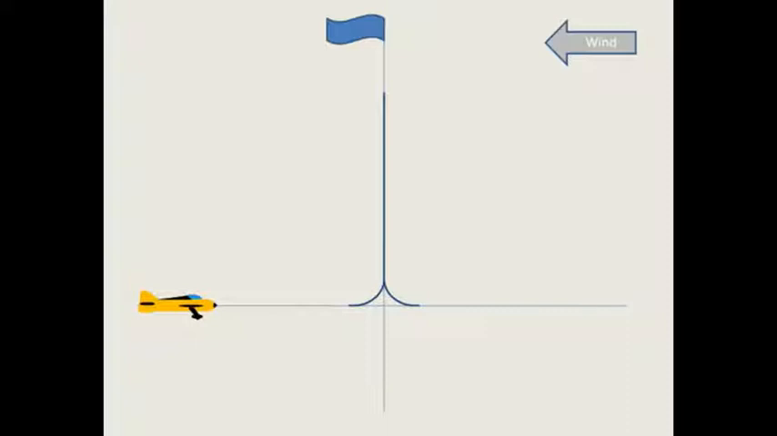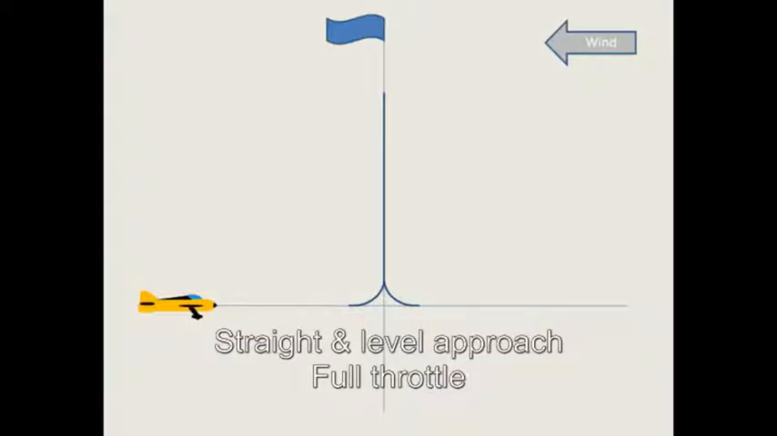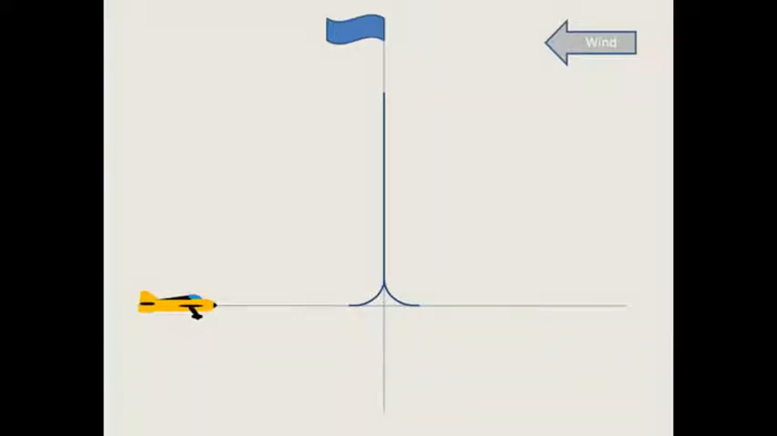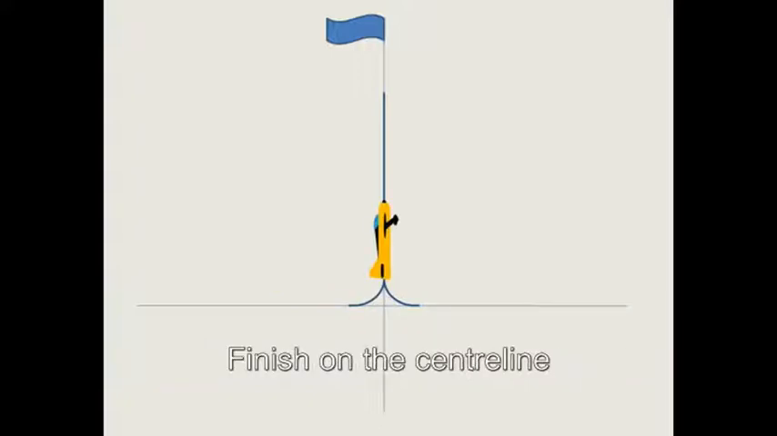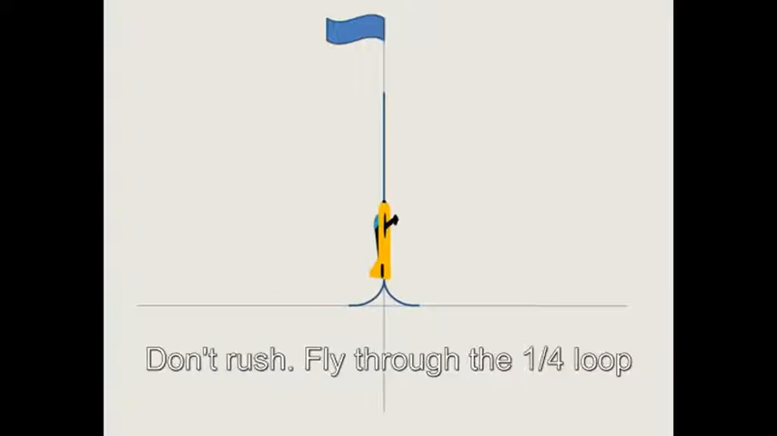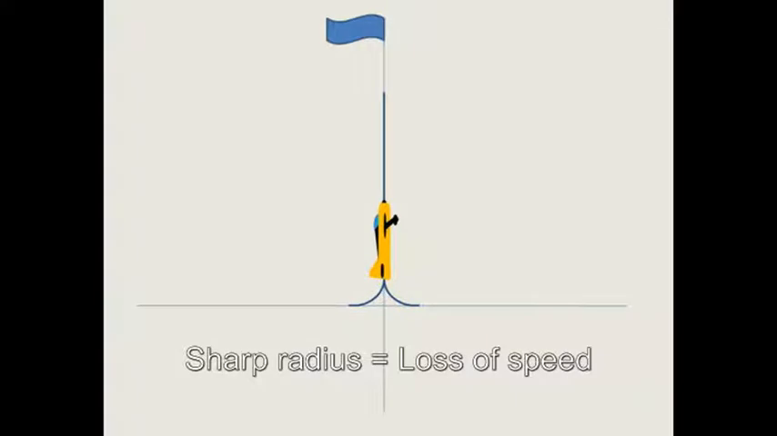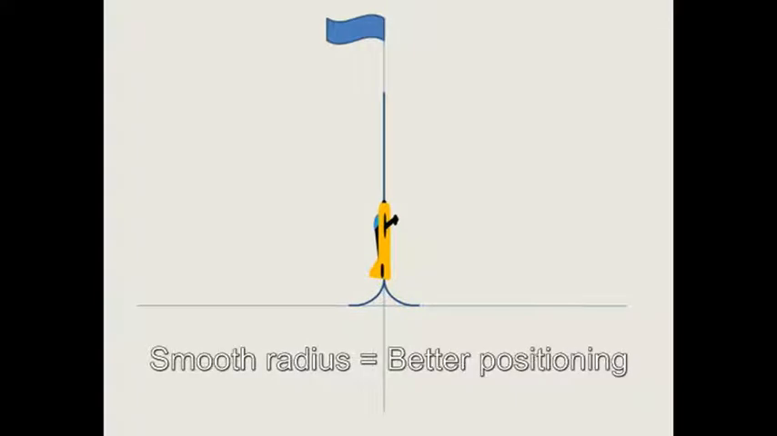Let's step through the manoeuvre. Straight and level approach for at least 30 metres, full throttle. Pull the elevator to fly a quarter loop to an up line, finishing on the centre line. Don't rush this quarter loop, but fly through it. You will need to match it on the way down. Also, you'll lose a lot of speed if you pull too sharply. Further, by not rushing it, you can better position yourself on the centre line.